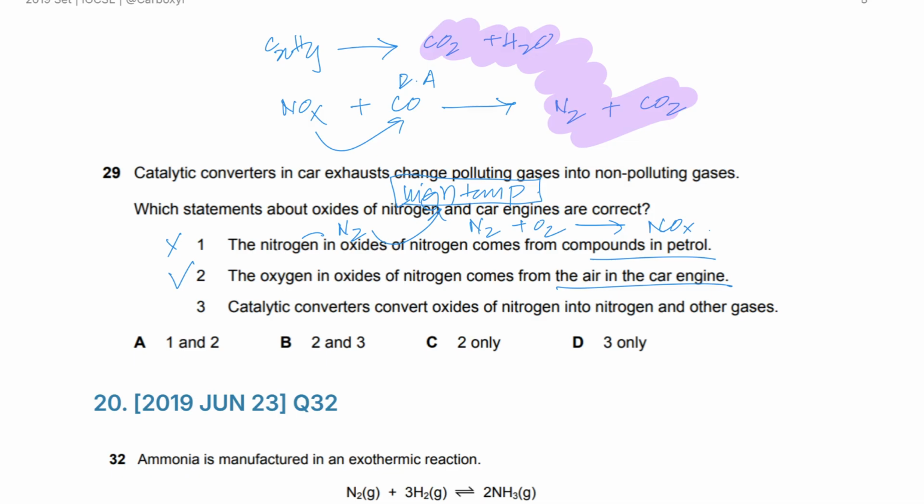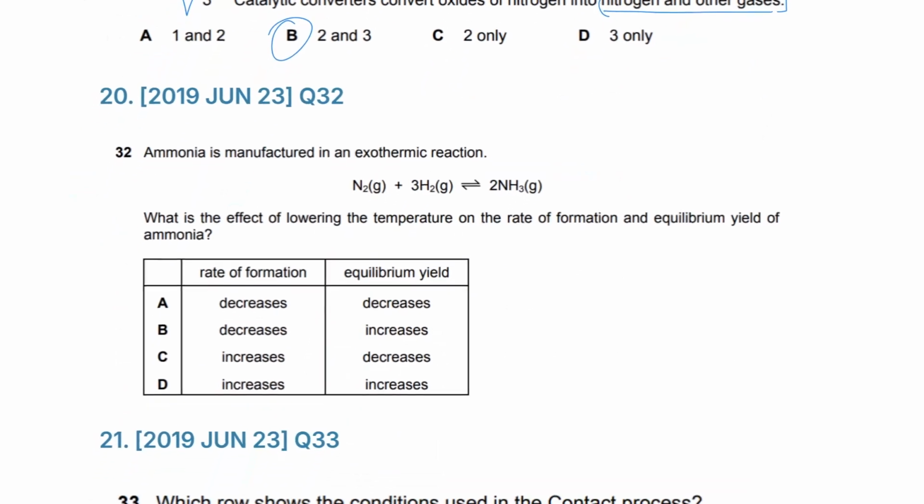Catalytic converters convert oxides of nitrogen into nitrogen and other gases. Yes, oxides of nitrogen are converted into nitrogen and other gases, as in you have your carbon dioxide being produced as well. So 3 is correct. So 2 and 3, that's the correct option. B is the correct option, therefore. Yeah. Okay.